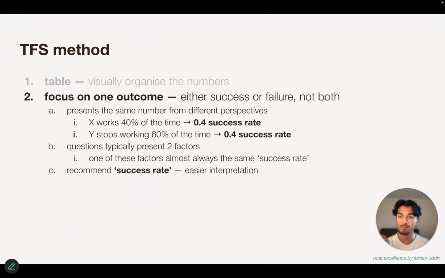Now, my personal take on this is to present everything in terms of success rate, because it allows you to interpret the table easier. Because I want to say like 99 out of 100 times, you're picking the better option. So better is going to be depicted by the likelihood of success. So present everything in like a positive format. So instead of stops working 60% of the time, write 40% of the time it will work.